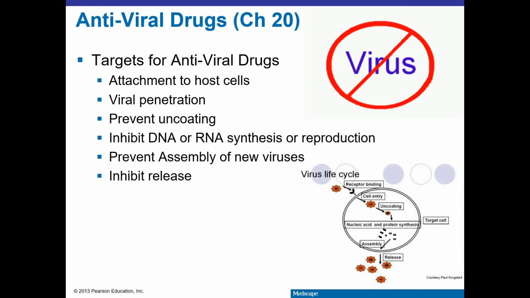So prevent that endocytosis from occurring. All right, it got in the door, don't let it take its coat off. Again, it's a little bit further in the life cycle. If you let it take its coat off, try to inhibit DNA or RNA synthesis or reproduction. However, that obviously is going to have consequences for the host cells, so that is a little bit more problematic. Somehow prevent the assembly of the new viruses, and last-ditch effort, don't let it get out of the cell.